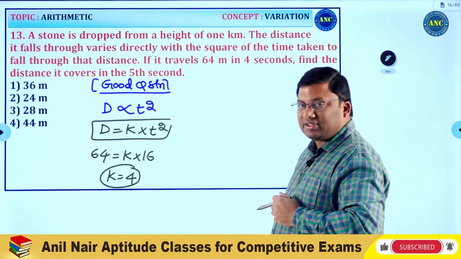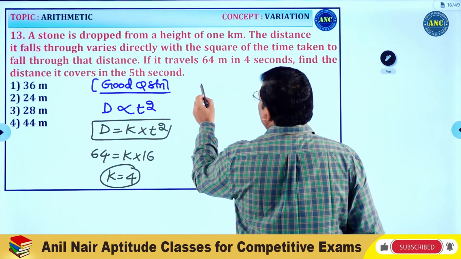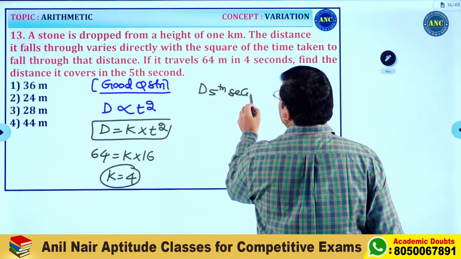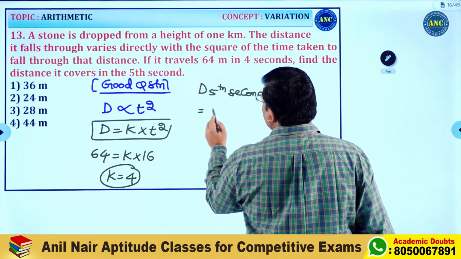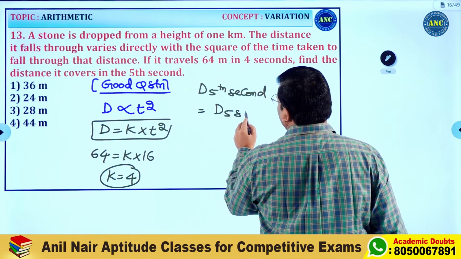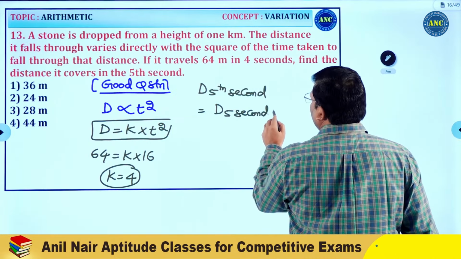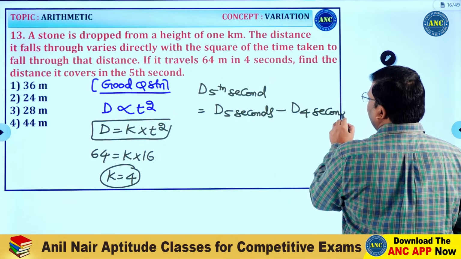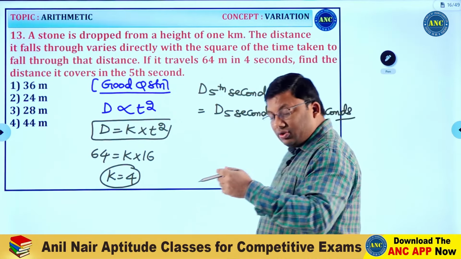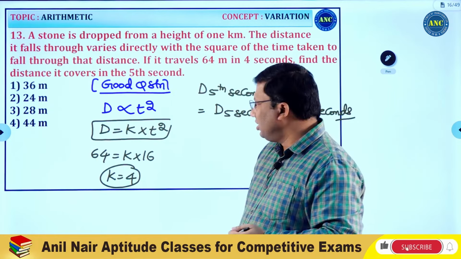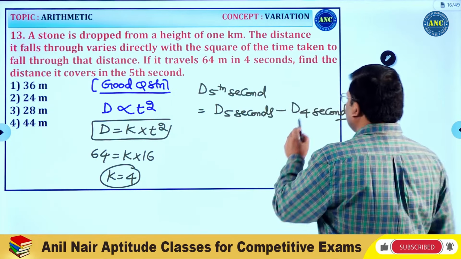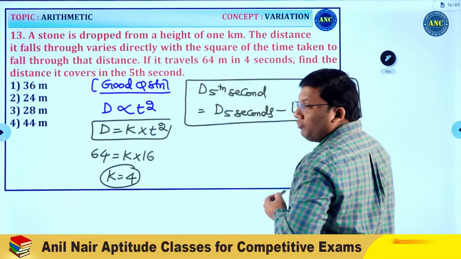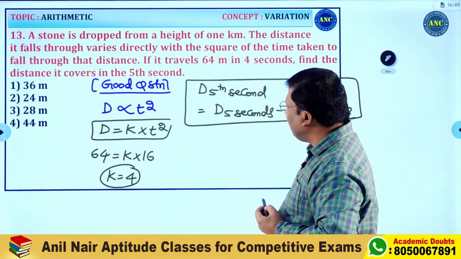Find the distance it covers in the 5th second. Distance traveled in the 5th second is the distance it traveled in 5 seconds minus the distance it traveled in 4 seconds. Am I right? If I want a particular second, it is total duration minus the last duration. I hope this idea is clear.